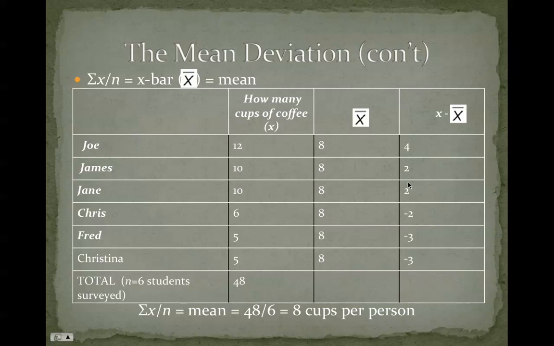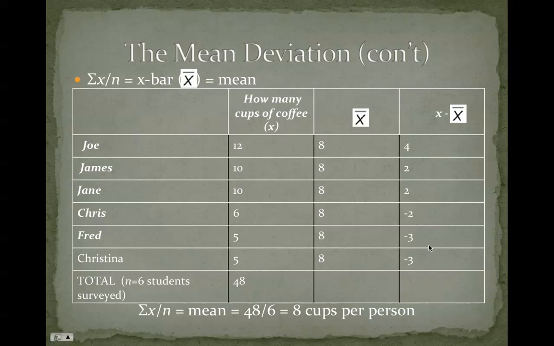So to check your math, previously for the mean, what we did was you could sum up all of these data here, 4 plus 2 plus 2 plus negative 2 plus negative 3 plus negative 3, and if you did your mean correctly, that should add up to 0. So nothing has changed up to this point.